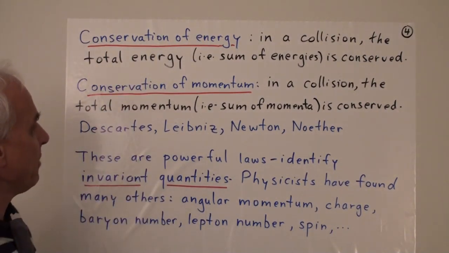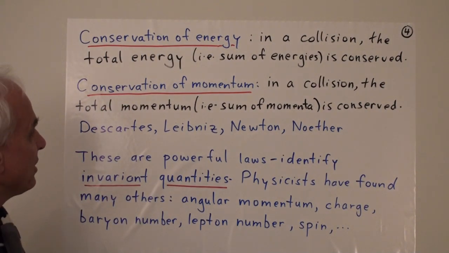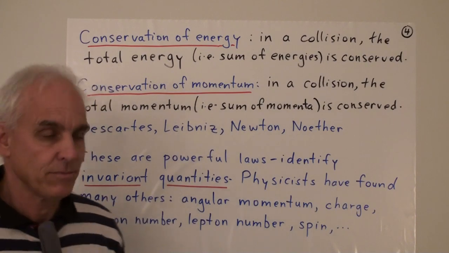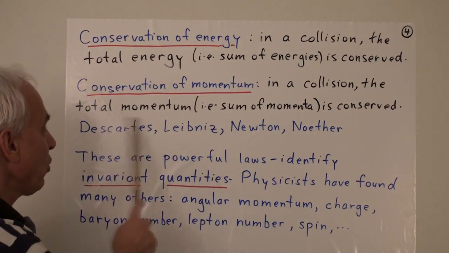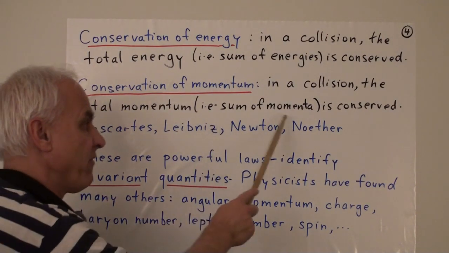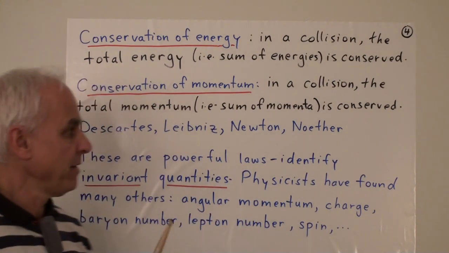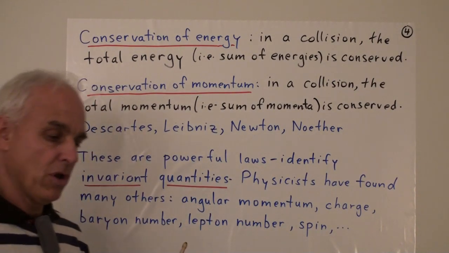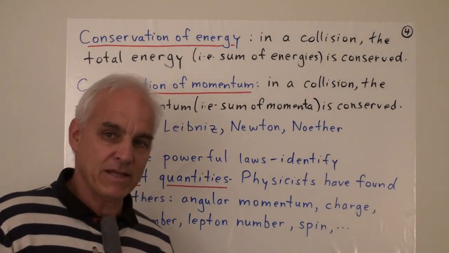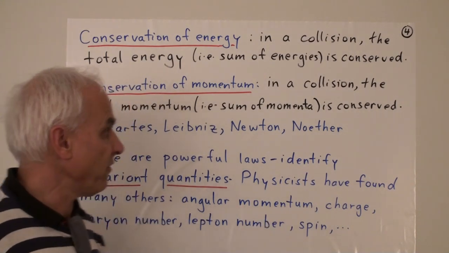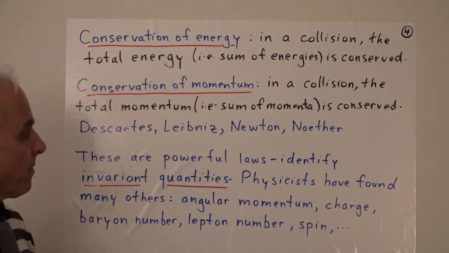And the other important conservation law that we're going to talk about is the conservation of momentum, which says that in a collision, the total momentum, i.e. the sum of the individual momenta, is conserved. The total amount of momentum before equals the total amount of momentum afterwards.